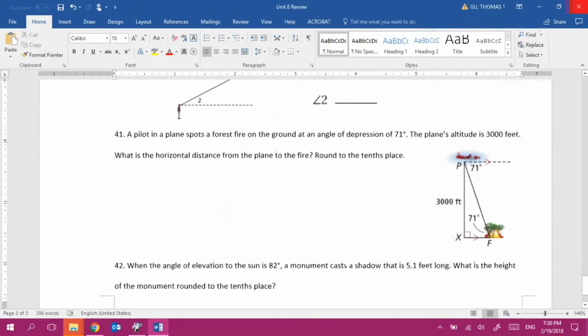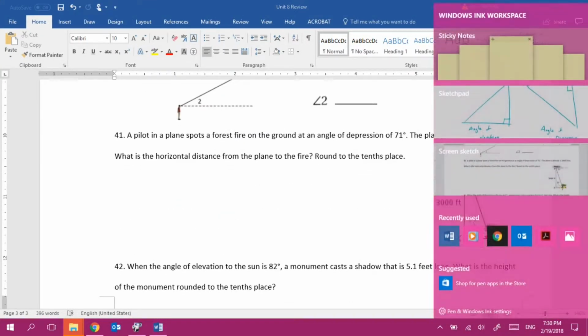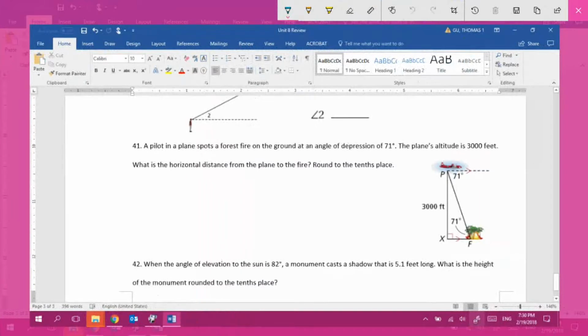A pilot in a plane spots a forest fire on the ground at an angle of depression of 71 degrees. The plane's altitude is 3,000 feet. What is the horizontal distance from the plane to the fire? Okay, so they drew you a nice little picture right here. You can use this picture and it's going to be a little different, but if I were to draw my own picture, look, this says angle of depression. Remember, angle of depression, we draw the upside down right triangle. That's what I told my class to do. Upside down right triangle. There it is, okay?